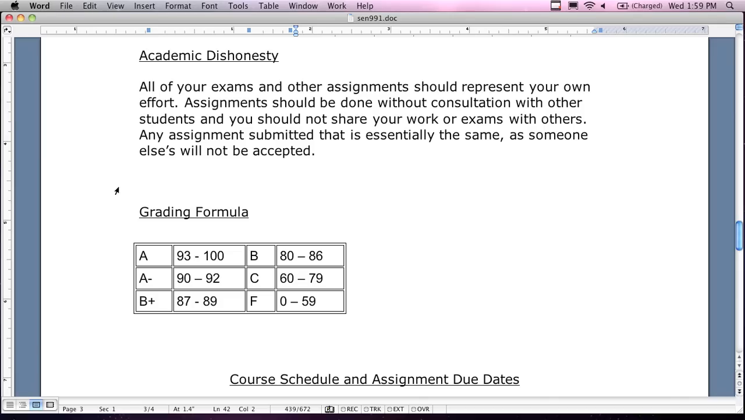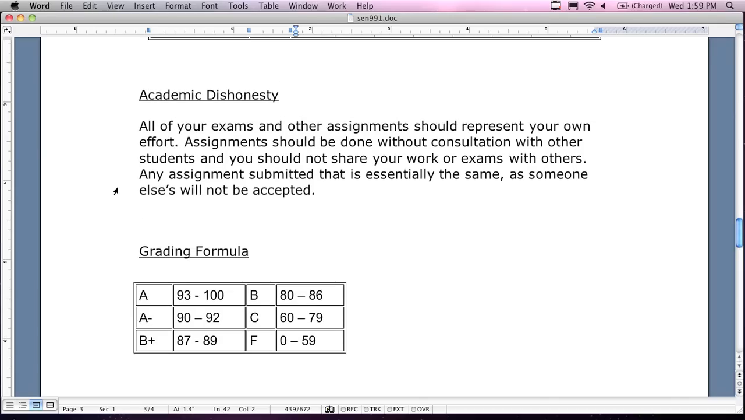Don't copy something. If two students turn in the same piece of work, and I say this every single first day of every single class that I have, and yet I still have students who come back, there are no buts. If somebody else turns in the same work that you're turning in, you're not going to get any credit for it. And it's not just me, it's everybody.